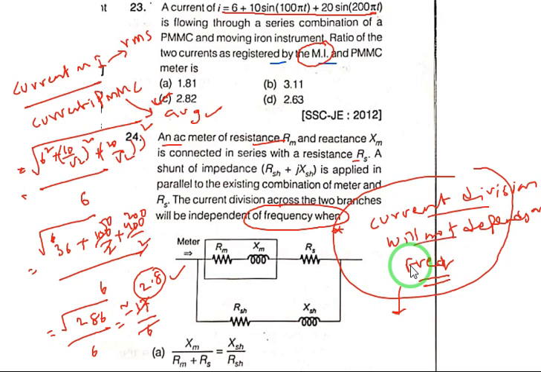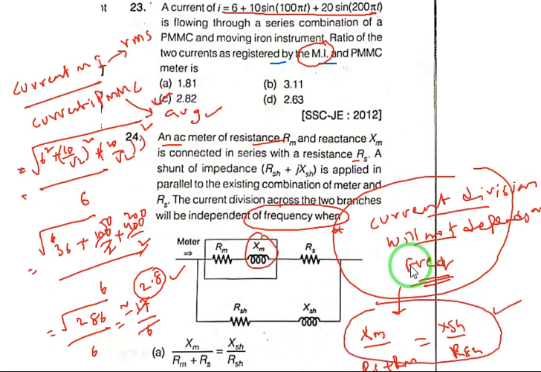Current division will not depend on frequency when the ratio of the reactance to the resistance is the same. Reactance here is XM, and resistance is RS plus RM. So XM by (RS plus RM) equals the reactance to resistance ratio of the other branch, XSH by RSH. Hope you understood. Current will not depend on frequency when the ratio of the reactance to the resistance is the same in both the branches. In this case it will not depend on frequency. So the correct answer is the first option.